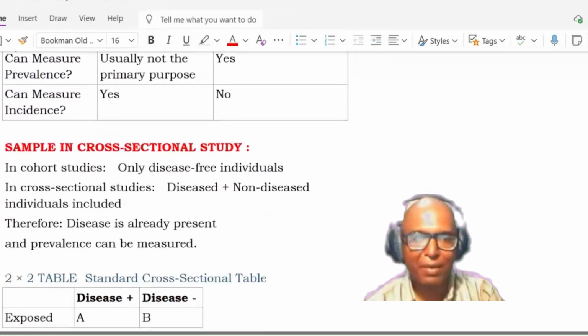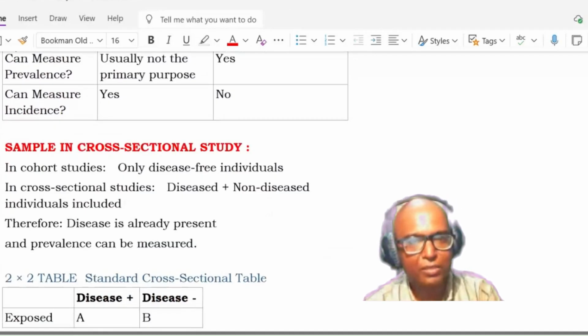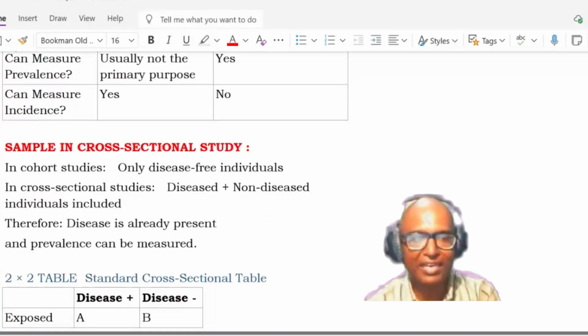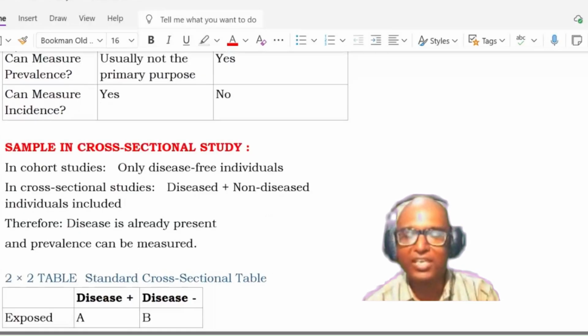So what is the sample in the cross-sectional study? In a cohort study, only disease-free individuals are included, but in a cross-sectional study, both diseased and non-diseased individuals are included in the sample. Therefore, disease is already present and prevalence can be measured in the cross-sectional study. So the cross-sectional study is also called a prevalence study. This is also a very frequently tested concept.